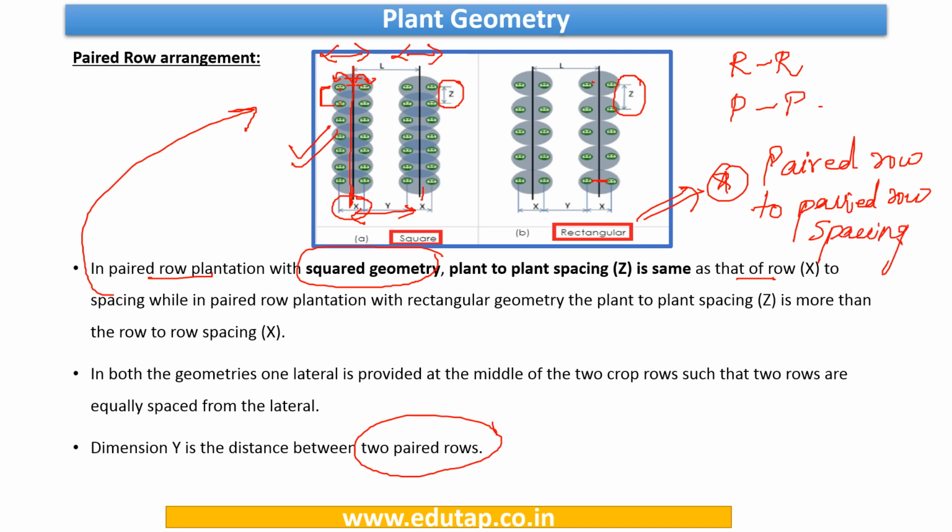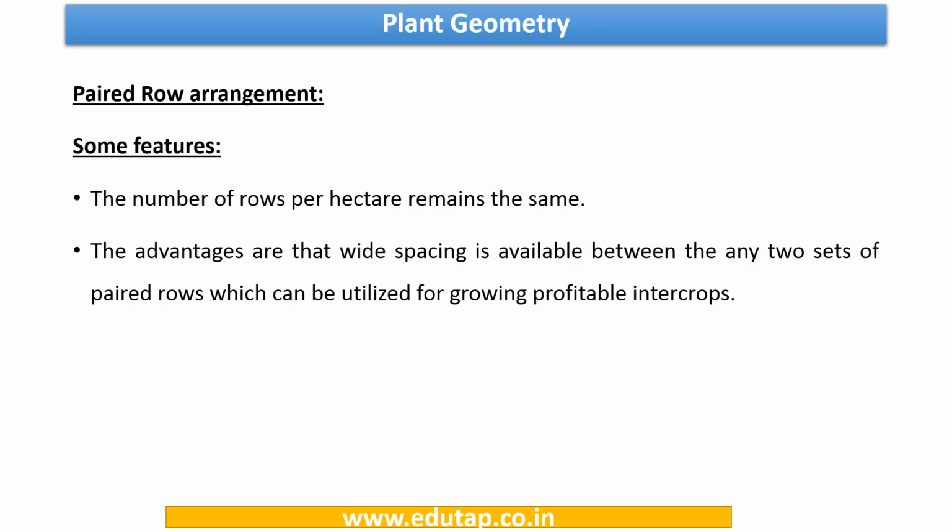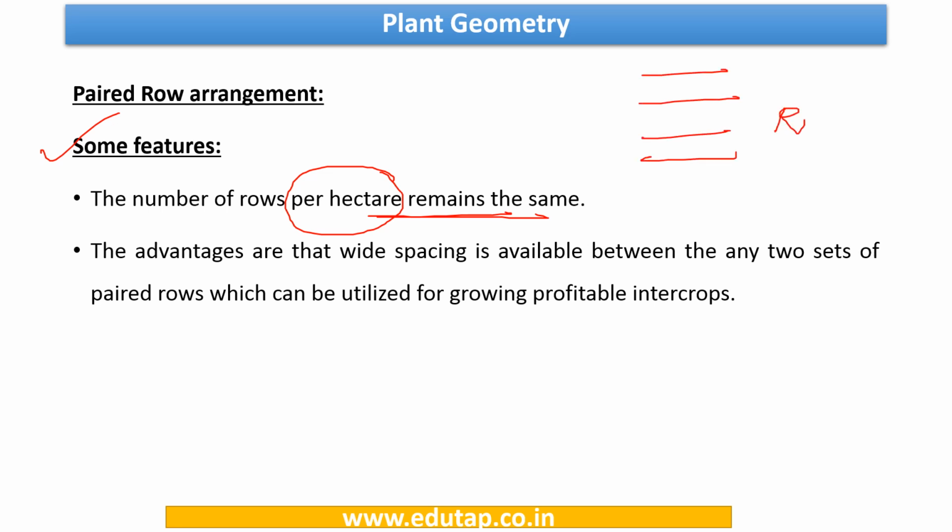Okay, that means here the distance y. Now, what are the features of this paired row arrangement? The number of rows per hectare remains the same. So here what we need to understand that the number of rows are not going to change. Okay, number of rows are going to be the same, but only the way they are arranged is different. Okay, the advantages are that wide spacing is available between any two sets of paired rows, which can be utilized for growing profitable intercrops. So as I told you, there's not going to be much of a difference, but what is the difference? The spacing method.